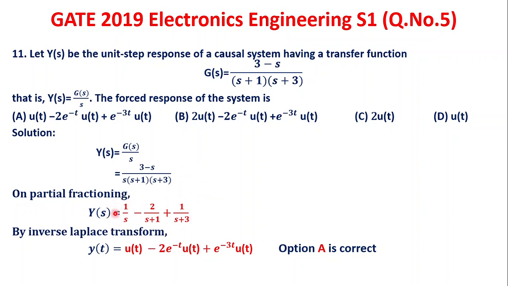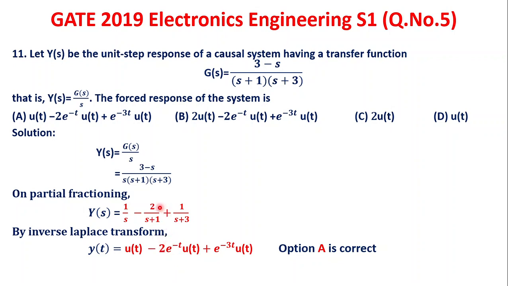1 by s on inverse Laplace transformation is 1. Normally 1 means we write u of t. U of t means it is 1 when t is greater than or equal to 0. That's all. Because they have not given 1, they have given it in terms of u of t. 1 by s plus 1 means e power minus t. Laplace transformation of e power minus t is 1 by s plus 1.